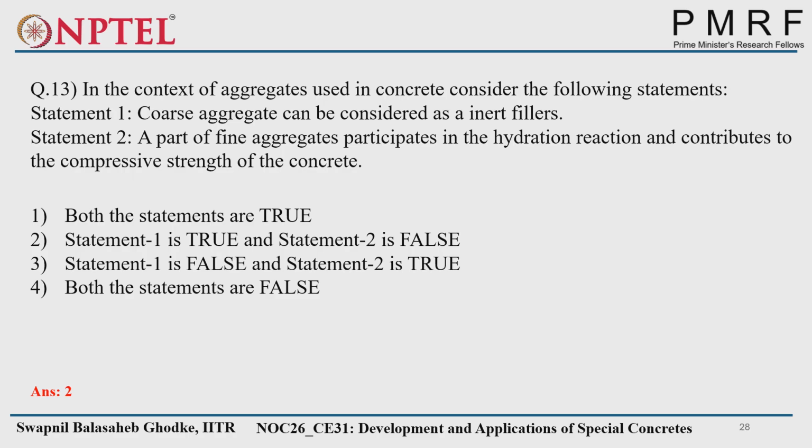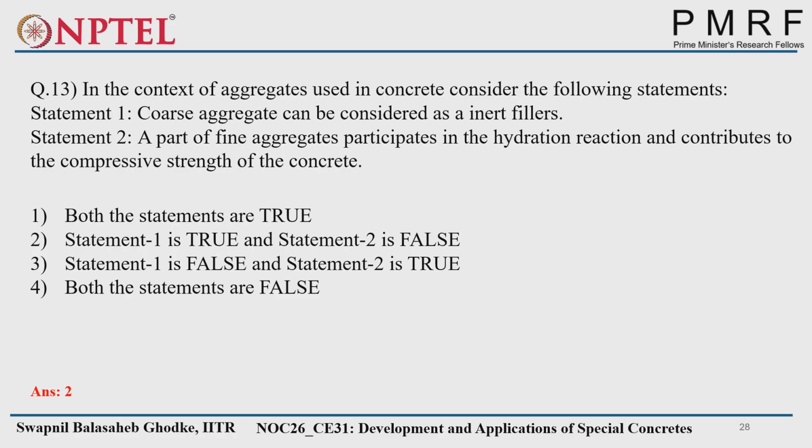So all agree with that answer, right? One is true and two is false. So coarse aggregate can be considered as inert fillers because it will not participate in the hydration reaction. Whatever part does not take part in the hydration reaction, we consider as inert fillers. It acts as a filler. Suppose like in UHPC, we are using quartz powder externally, that is also an inert filler. So in the case of normal concrete, fine aggregate and coarse aggregate both act as inert fillers.